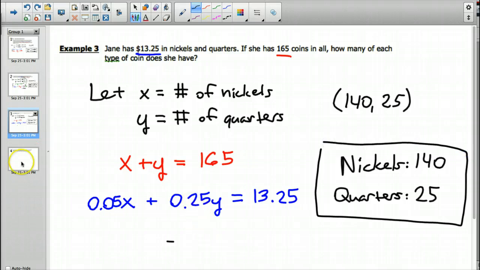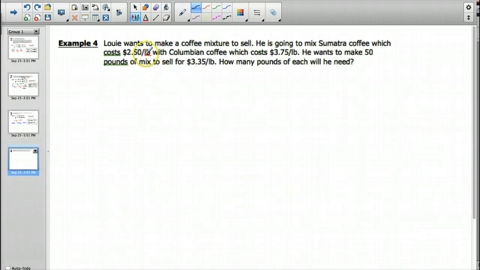Okay, last problem. We have Louis, who wants to make a coffee mixture. He's going to mix Sumatra coffee, which costs $2.50 per pound, with Colombian coffee, which costs $3.75 per pound. He wants to make 50 total pounds of mix, and he wants to sell that mix for $3.35 per pound, and we want to know how many pounds of each will he need.